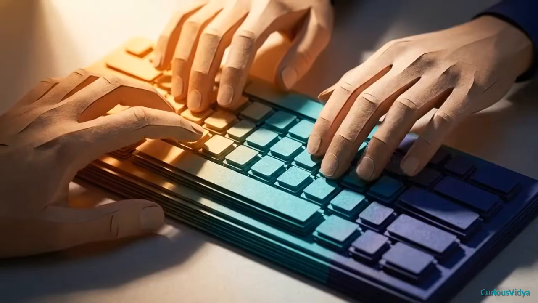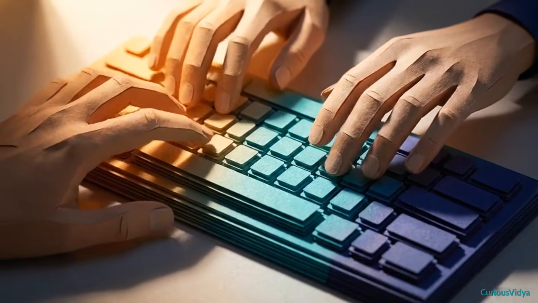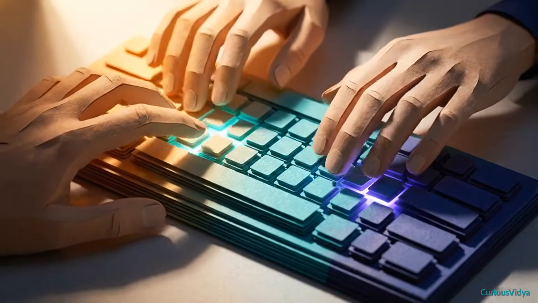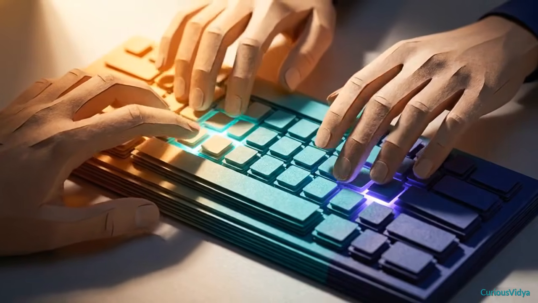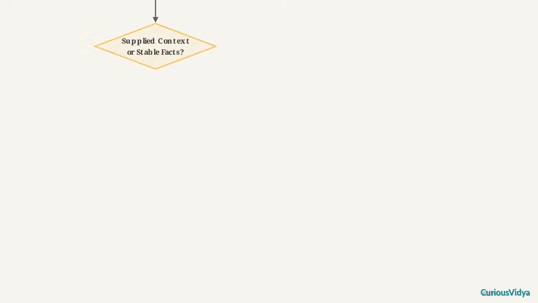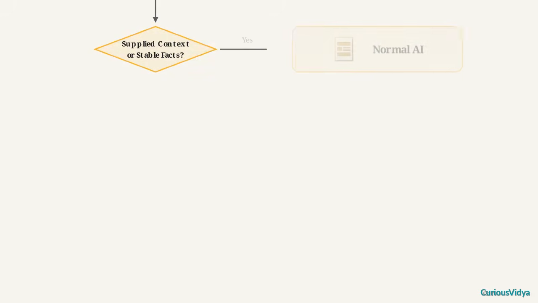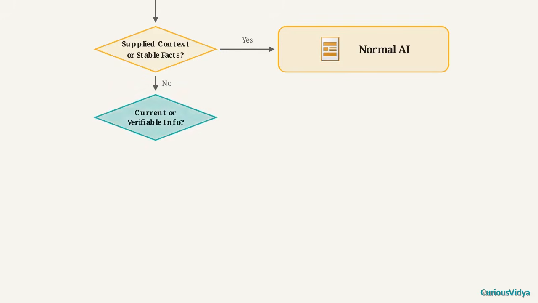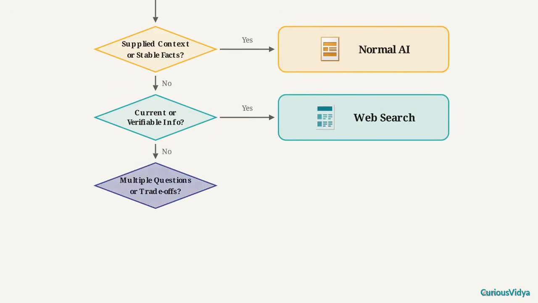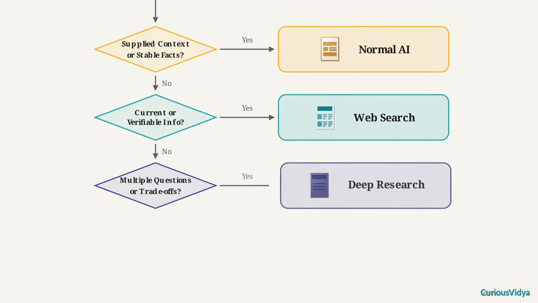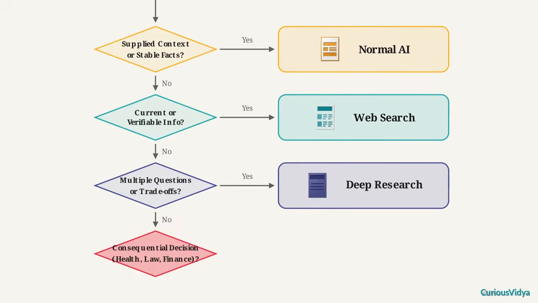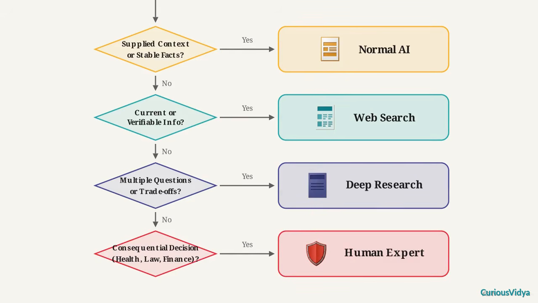The constraints and specific instructions you write into your prompt act as the definitive steering wheel for whichever engine you choose. This flowchart shows our final decision path. Can the task be completed from supplied context or stable general knowledge? Normal AI. Does it require current, externally verifiable information? Web search. Does it involve multiple sub-questions and trade-offs? Deep research. And is it a consequential health, legal, or financial decision? Verify important findings with an appropriate human expert.